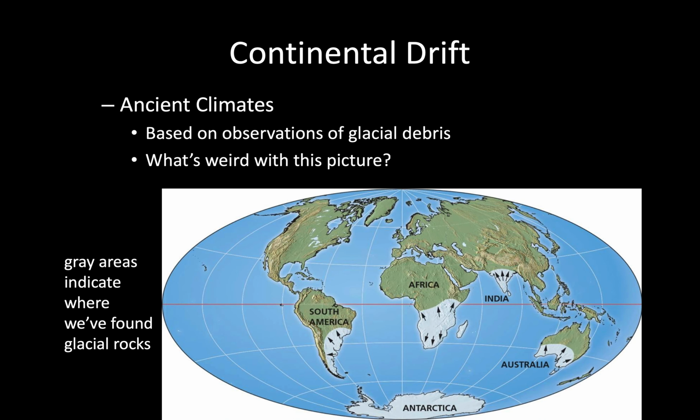Now we also see something here. This is a global map, of course, and the gray areas like here, here indicate where we found glacial rocks. Now, what's weird about that?